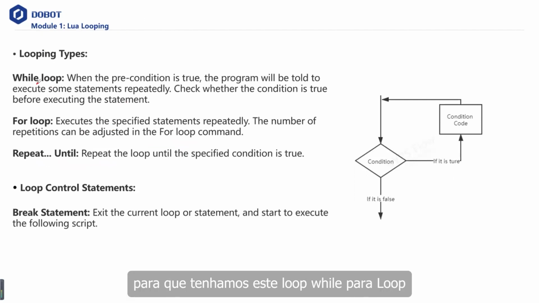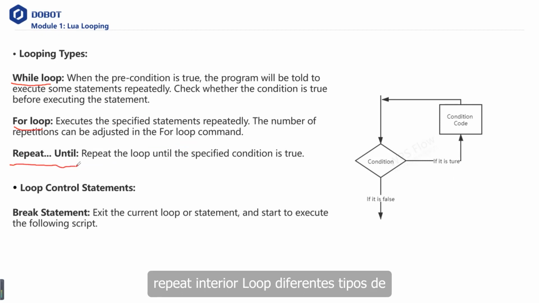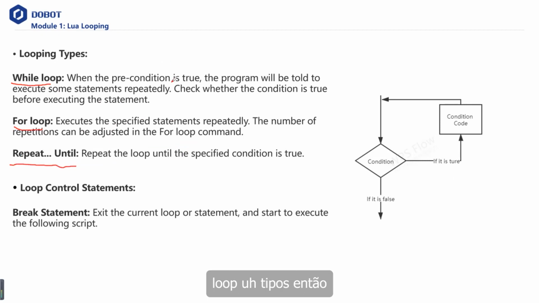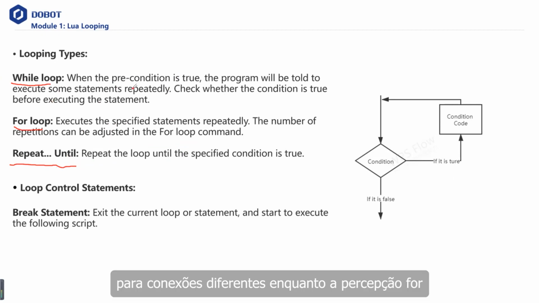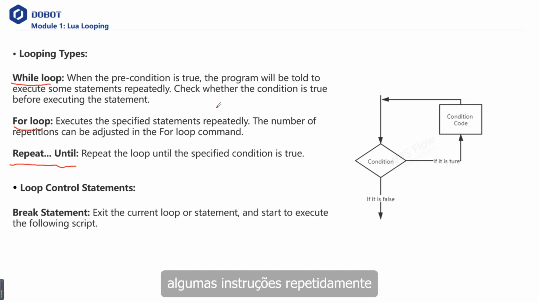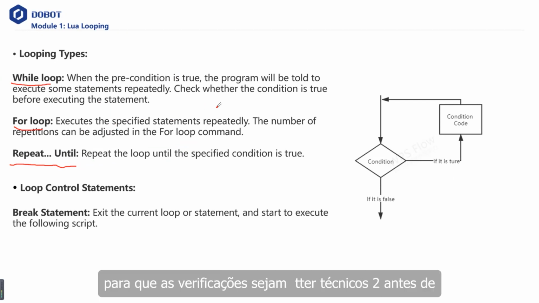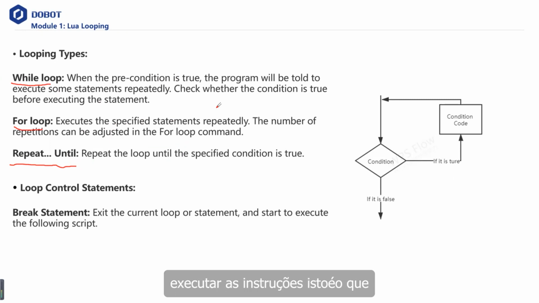So we have the while loop, for loop, and repeat until loop, different kinds of loop types. For the while loop, when the precondition is true, the program is told to execute some statements repeatedly. It checks whether the condition is true before executing the statement. This is what the while loop does.